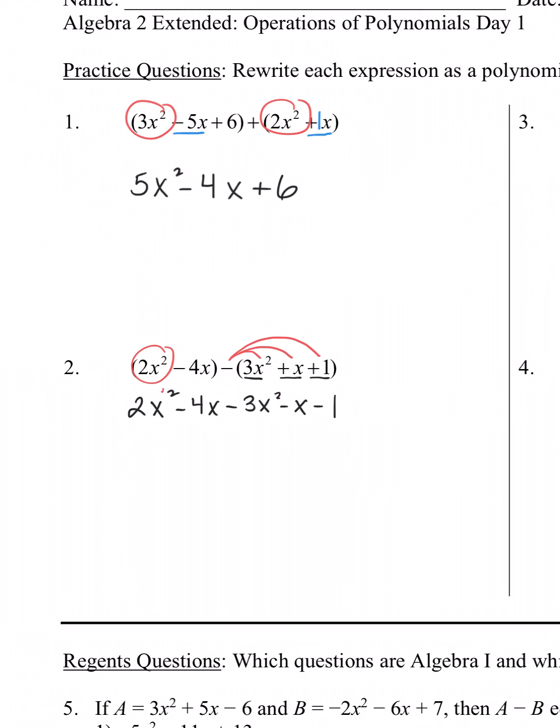Now we're going to go ahead and add like terms. So 2x squared minus 3x squared. It's really 2 minus 3, which is a negative 1, x squared. Next we have a negative 4x and a negative x. So negative 4 minus 1 is negative 5x. And then we have that minus 1 after it.